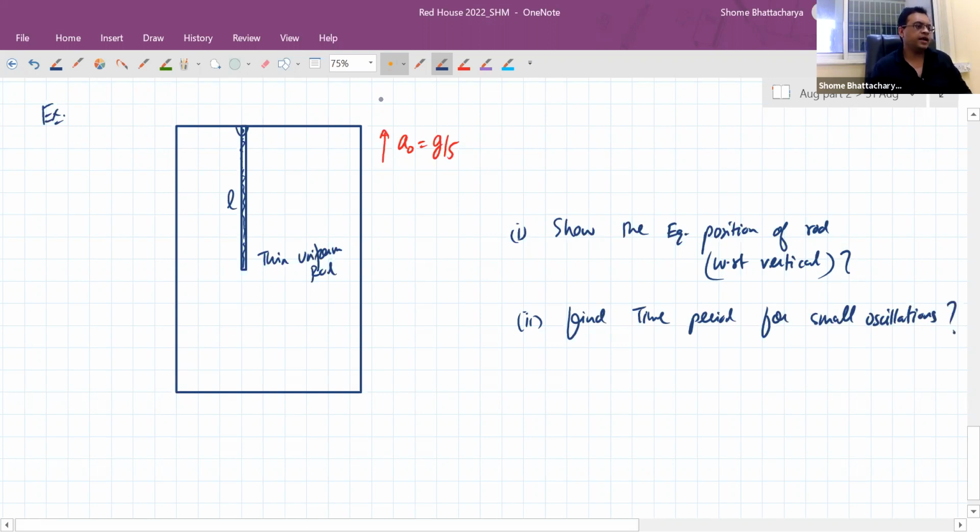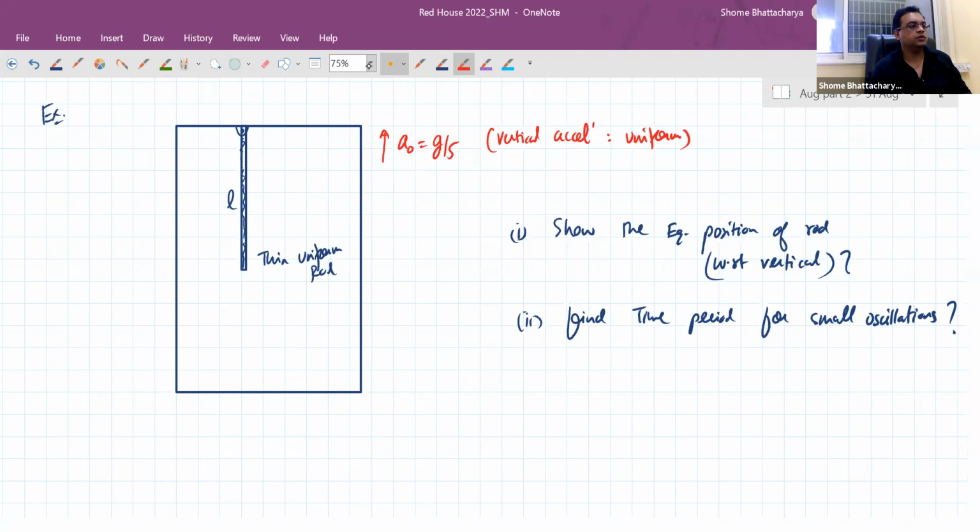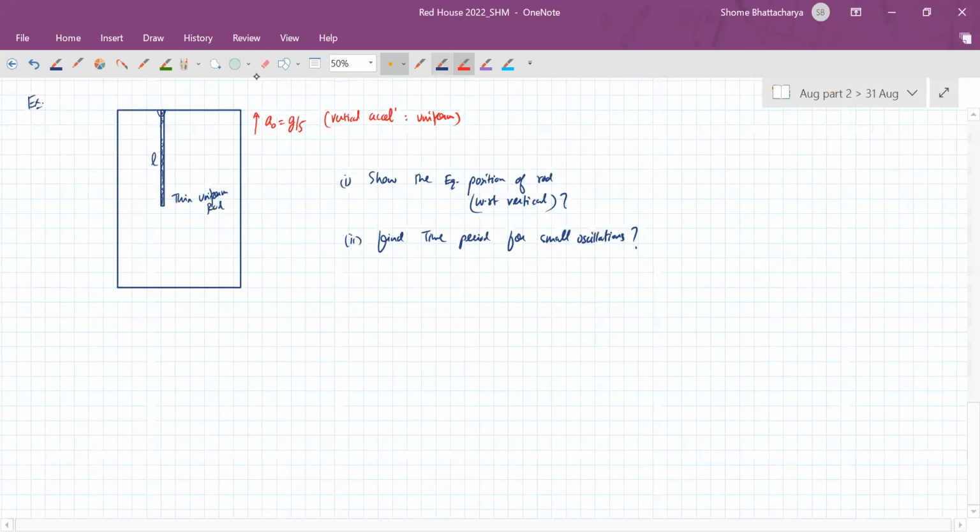So you'll see here, because the acceleration is upwards, this is a vertical uniform acceleration. So still the pseudo force will not be affecting the orientation of the rod in the equilibrium position. It will be vertical only. So the equilibrium position will be vertical only. We'll just do this question quickly.